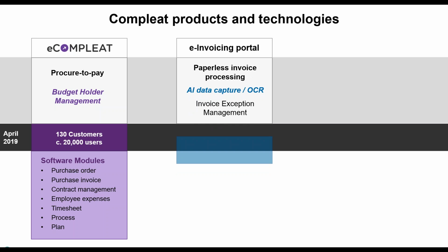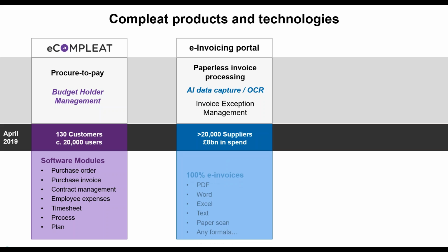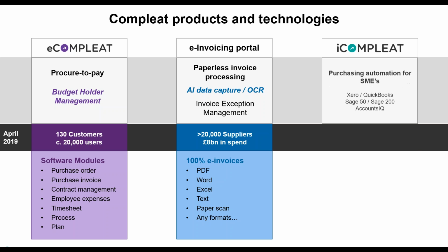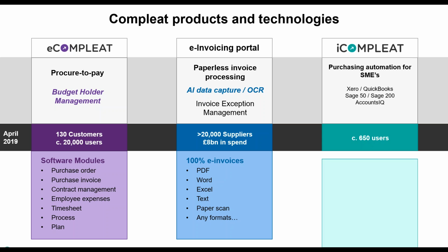Next, we have the Complete e-invoicing portal, which is the technology we built in-house, which utilises artificial intelligence and OCR capabilities to capture and process invoice data. We already have over 20,000 suppliers onboarded in the portal, processing around £8 billion in spend per annum. The portal delivers 100% e-invoices, harvesting information from various smart documents. And it's the portal technology that we've utilised in our SaaS product that we'll be looking at today, iComplete.